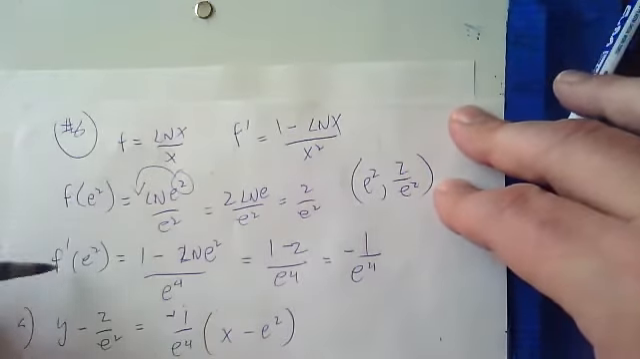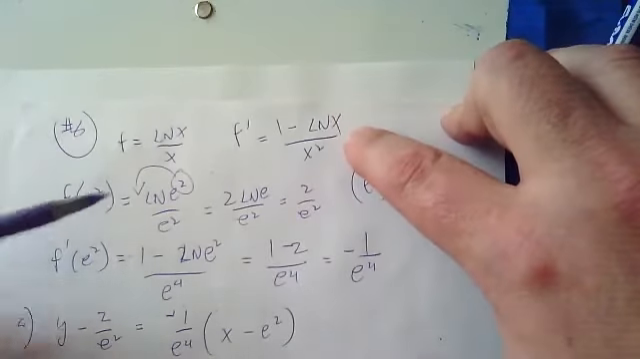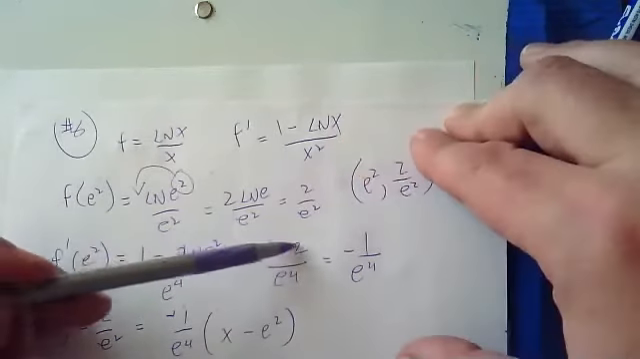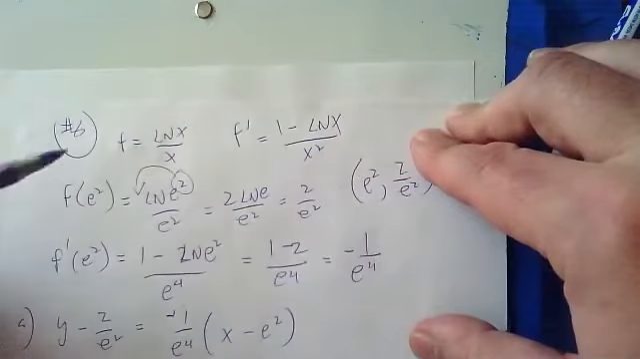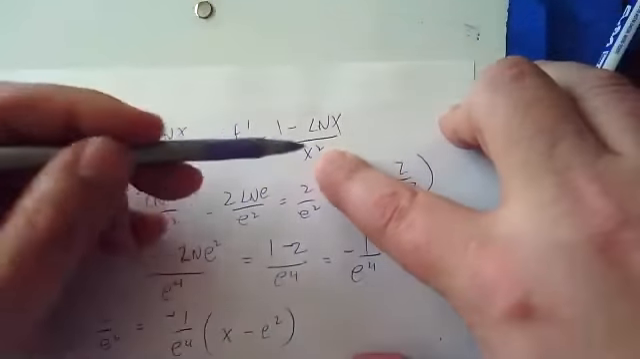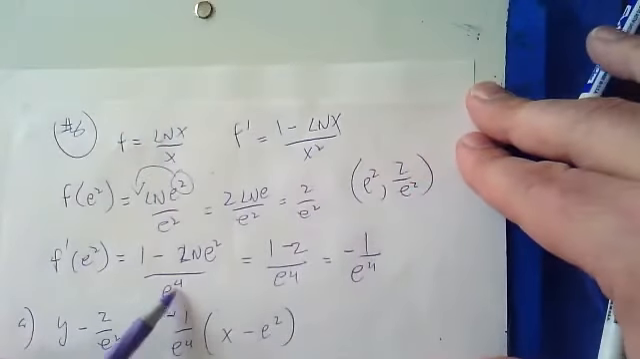Okay, so I plugged in the e squared over here into f prime. I did that same thing with the power rule, bringing down the 2, which gave me 1 minus 2 on top, or negative 1. And e squared goes in here and gets squared. So that's going to be e to the 4th. Watch out for that.